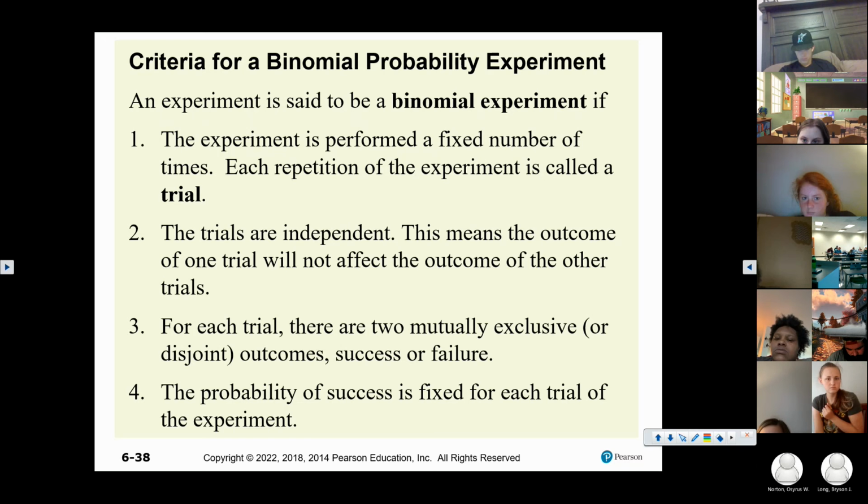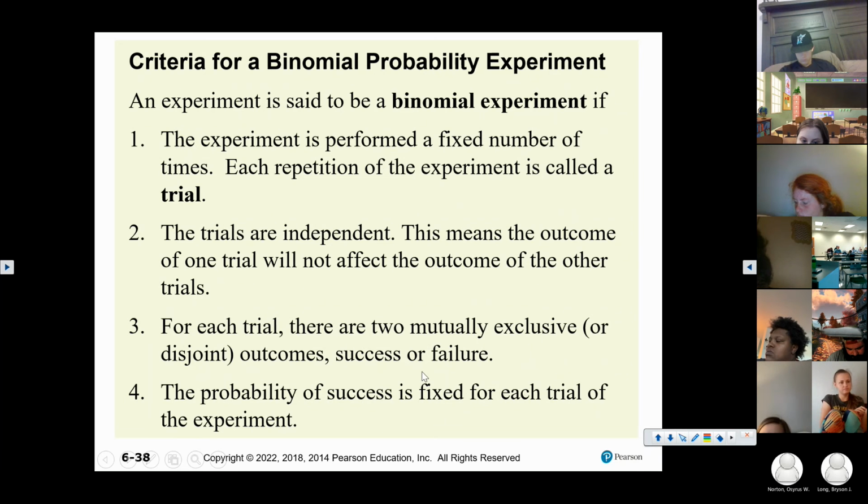The trials are independent. If I flip a coin one time and it goes to heads, does it have the exact probability of hitting tails the next time? Yes. There's nothing infringing on the coin. You're not going to flip that coin and it's going to land on the side. That's not going to happen.